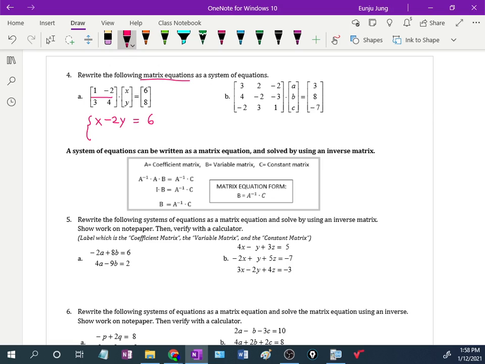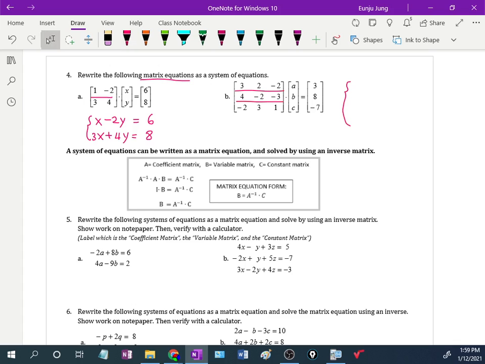So let's do the second row. 3x plus 4y equals 8, right? Okay. You do B on your own, and I'll pause the video here.